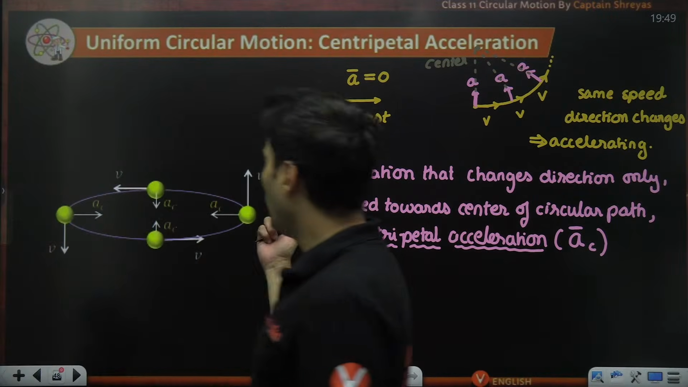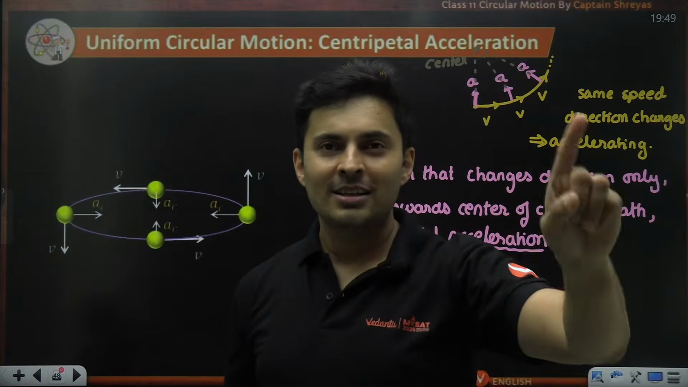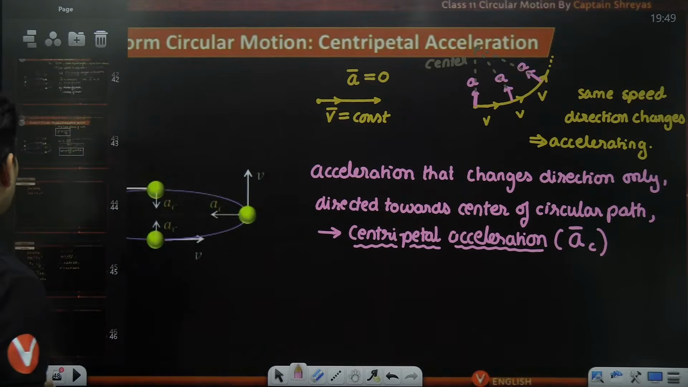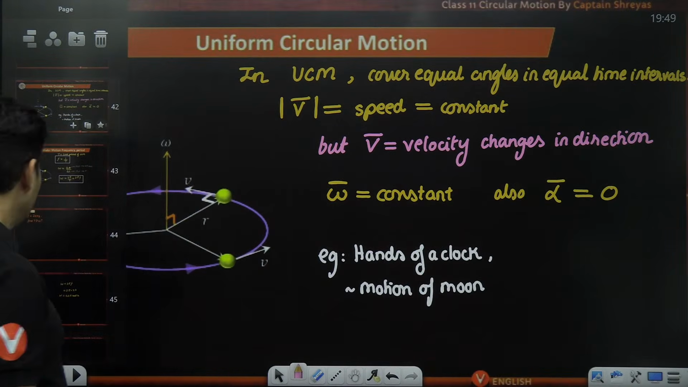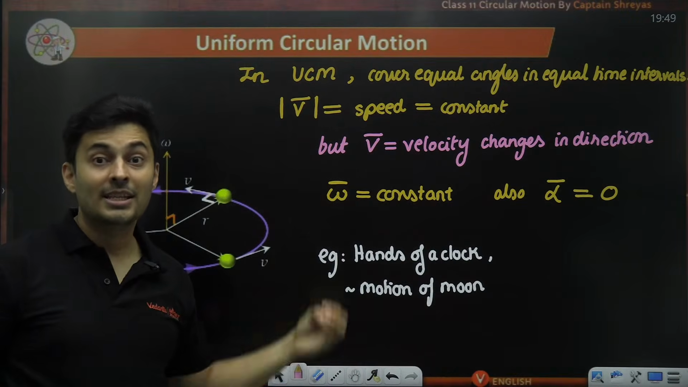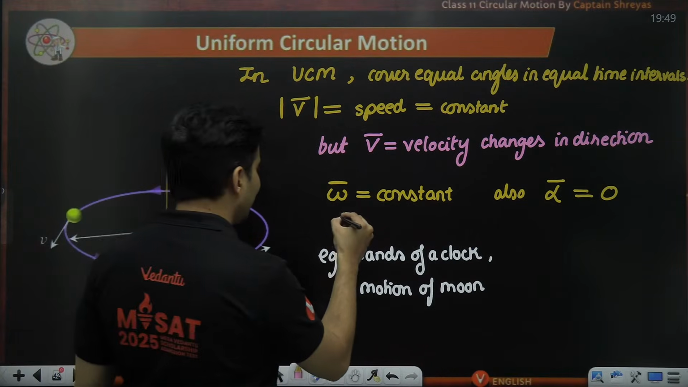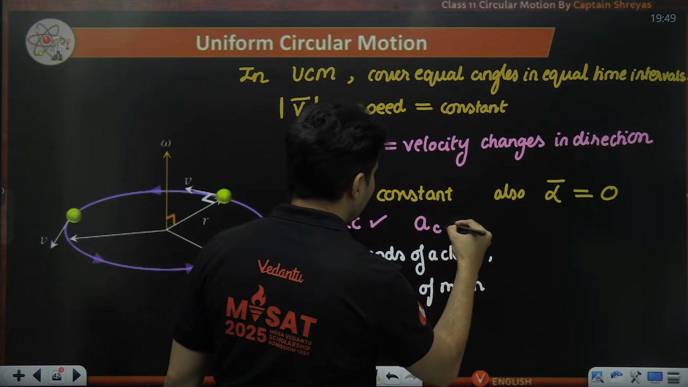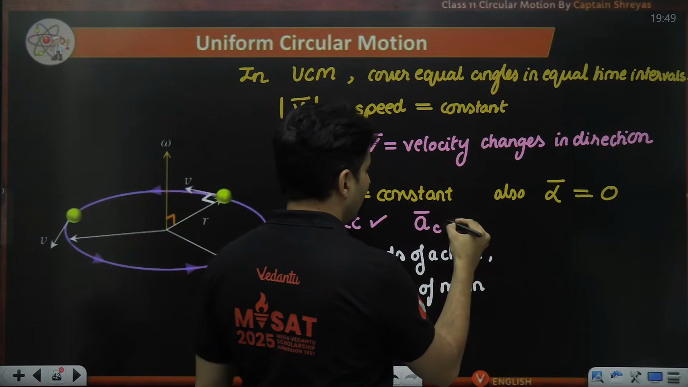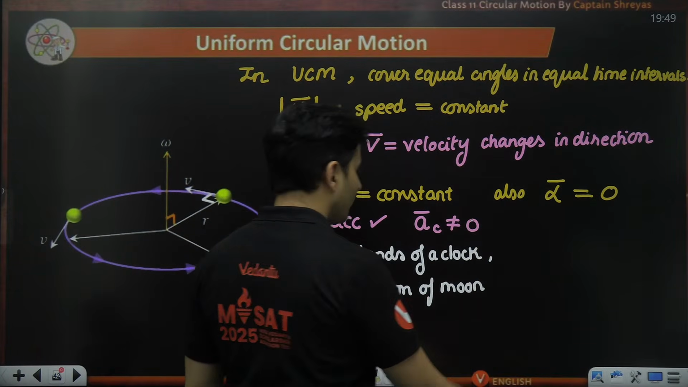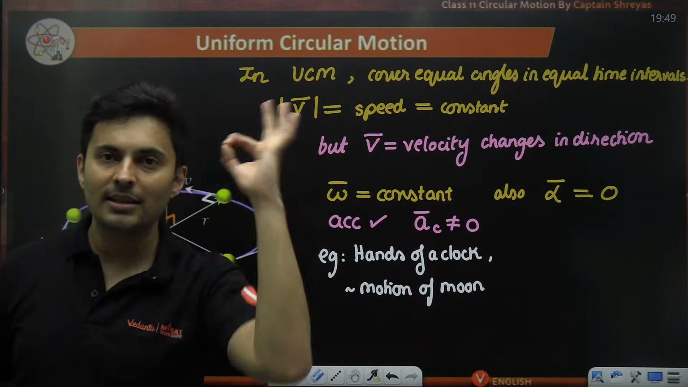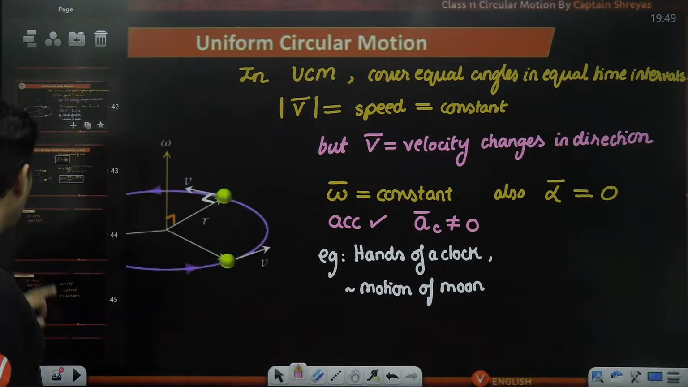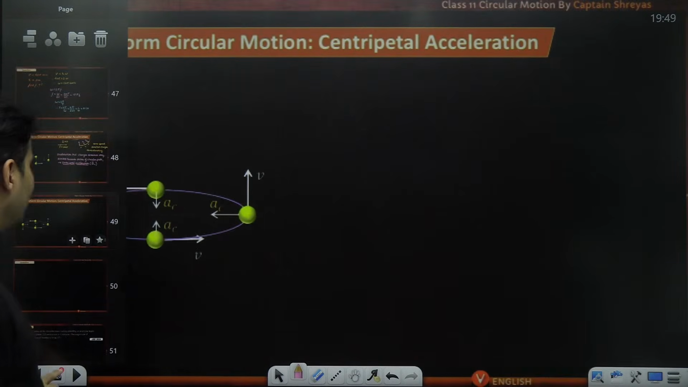Everybody clear? So in a uniform circular motion, will it have acceleration? If that question comes, what will you say? In uniform circular motion, does it have acceleration? The answer is yes. The acceleration is there. In fact, it is only the centripetal acceleration which is there, and which is definitely not zero. Got it? So, how much is the value of the centripetal acceleration?